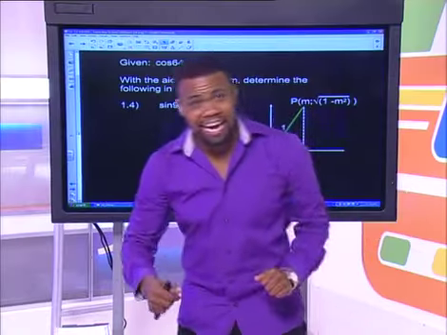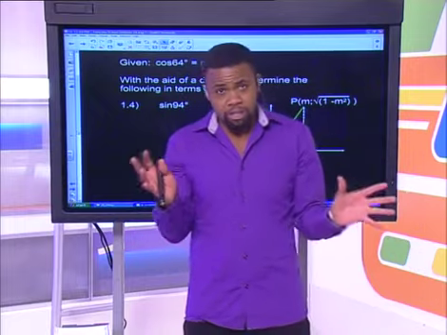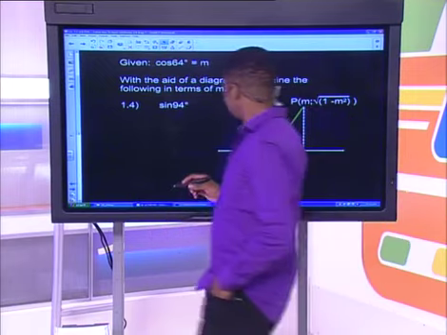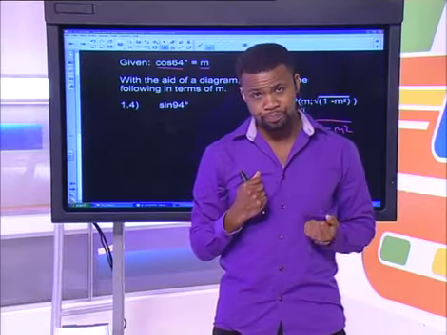I'm back again. I have 1.3, same problem, guys. We have cos 64 equals m. The same diagram we can use. This was the square root of 1 minus m squared, and this is m. So the question is, determine sine 94 in terms of m.